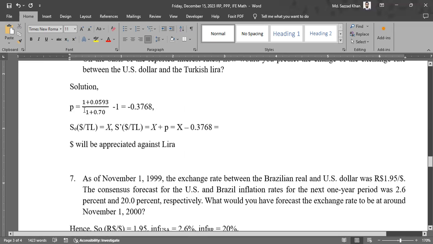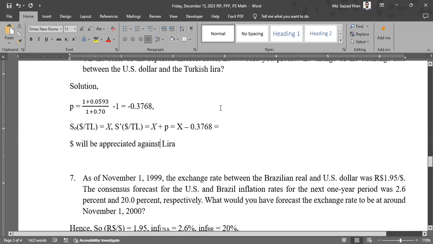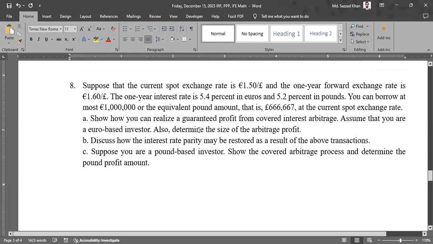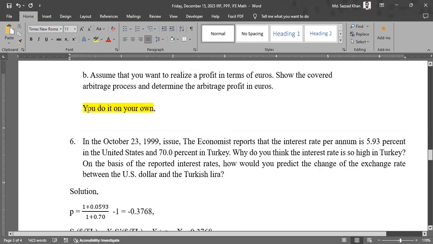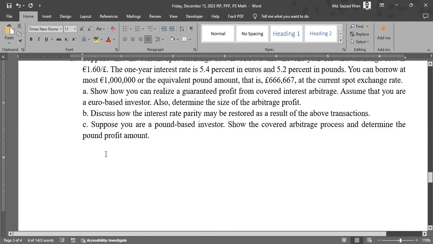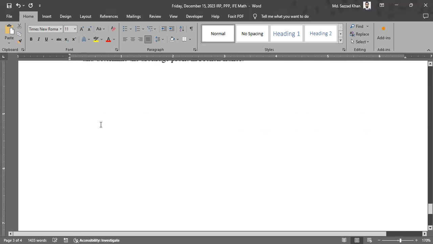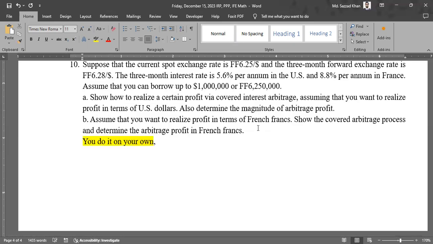So using this international Fisher effect. The rest you will do as an assignment. This one, this one, this one.